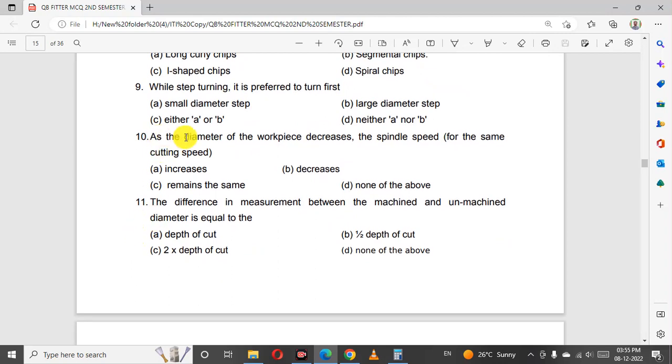As the diameter of a workpiece decreases, the spindle speed for the same cutting speed will increase.